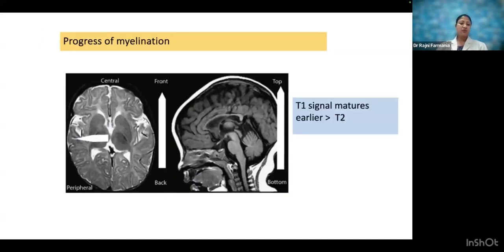Now, progress of myelination from 0 to 2 years happens in a particular fashion, and there is an order to that. From central to peripheral, there will be myelination. From posterior to anterior, so from back to front, there will be myelination. And from bottom to top, there will be myelination. Myelination is always seen first on T1, then on T2. So if you want to comment on myelination in a child who is 1.5 years old, you want to see T1. If T1 is matured for the age but T2 lags behind, it is okay. T1 shows signal intensity maturity a little earlier compared to a T2 scan.